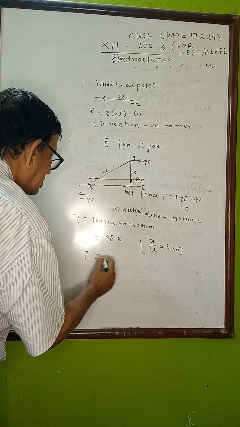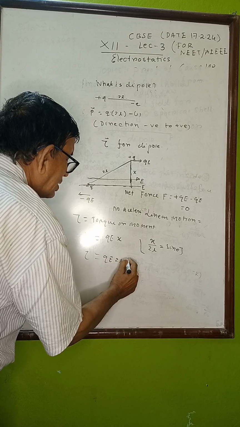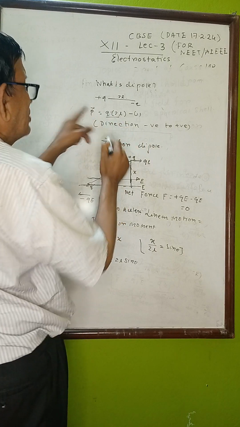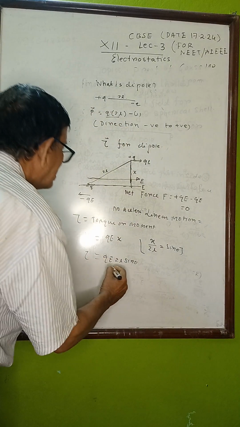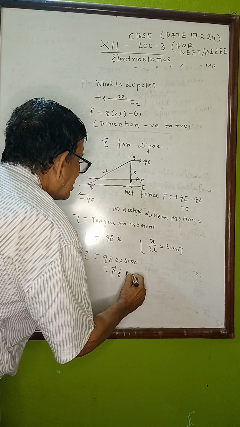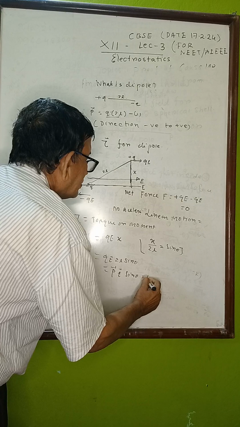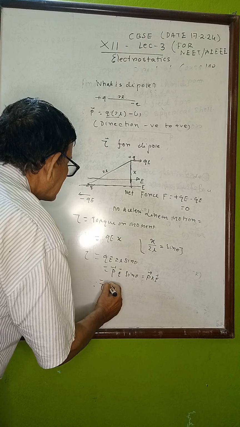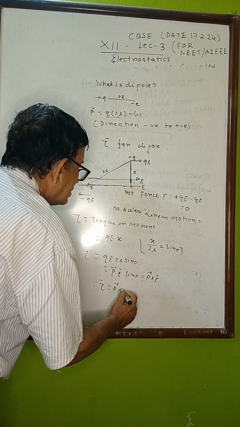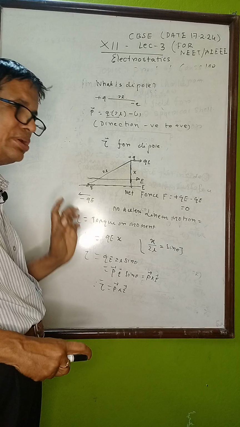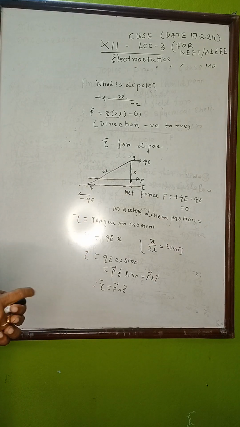So you are getting torque equal to qE 2l sin theta. q into 2l, already I have told you, is the dipole moment, direction negative to positive. So you are getting P vector, E vector, sin theta, or you can write that the torque experienced by the dipole is P cross E. That means if P is in vector form and E is in vector form, then to find the torque you take the cross product. Already in class 11 you have learned.